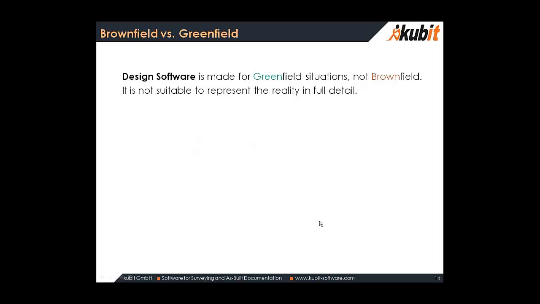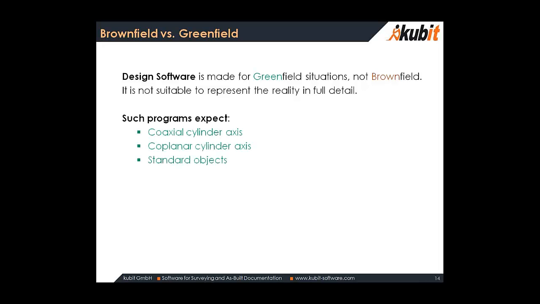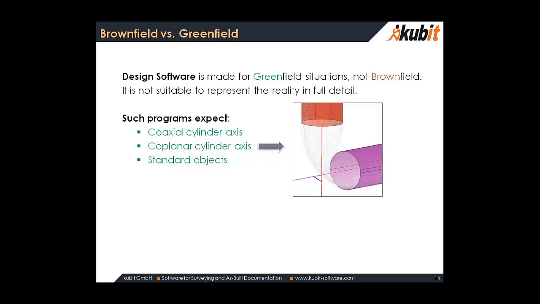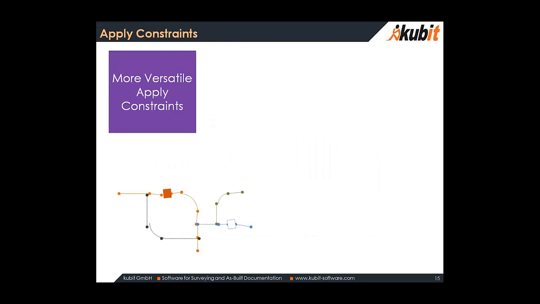So now an interesting fact is this model is very easy to do, but there's a difference between the Brownfield and the Greenfield. Because in this case we have as-built documentation, and the design software expects different things, it has different constraints. Basically there are coaxial cylinder axes or standard objects and so on, which means if there are minor changes in the modeling, which can happen, then we need to generalize these simple mistakes or errors in order to make it consistent with the design software. And therefore we have a concept called apply constraints, and we have improved this concept as well.